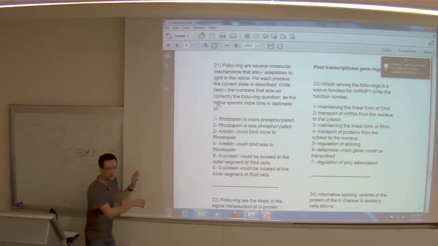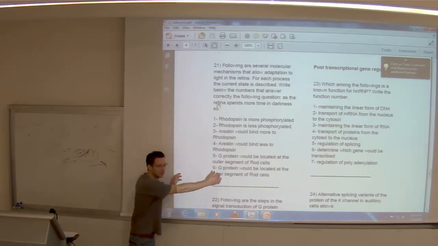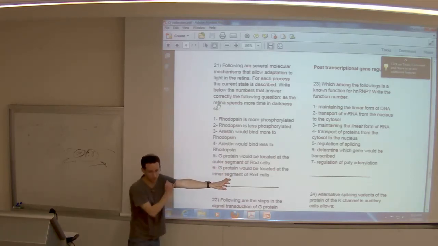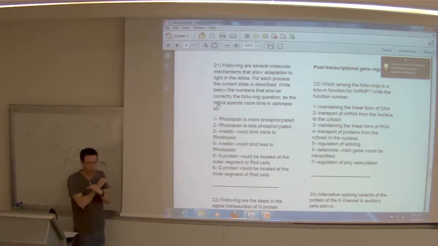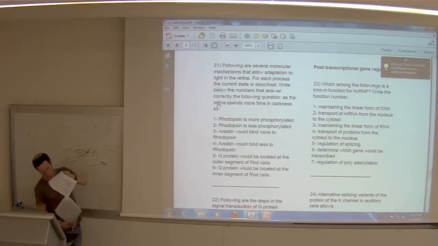What does the phosphorylation of rhodopsin cause? It causes it to be less and less effective, until arrestin joins the party. So in darkness, you are naked of any phosphorylation. So the rhodopsin is less phosphorylated. I'm just looking at the wrong page. Less and less phosphorylated. Yes.